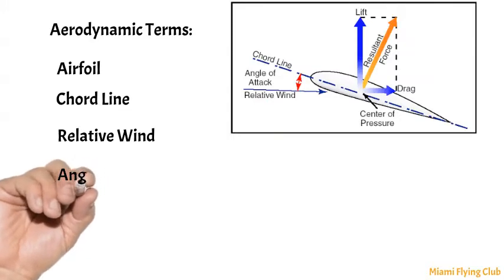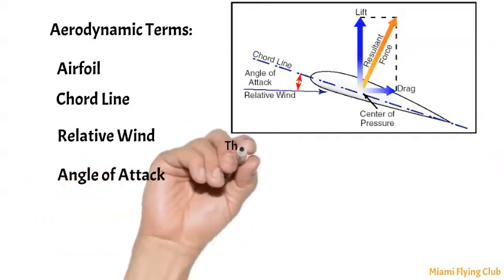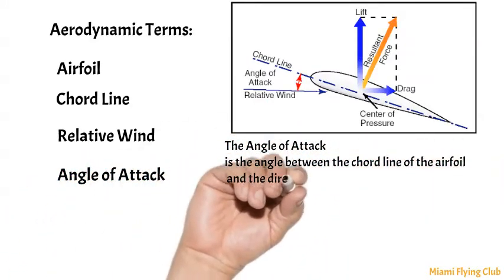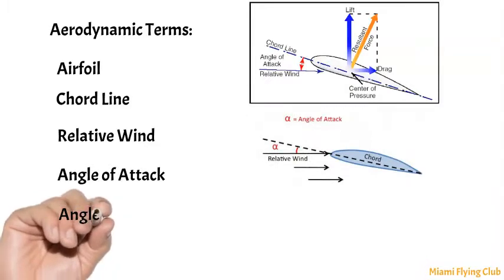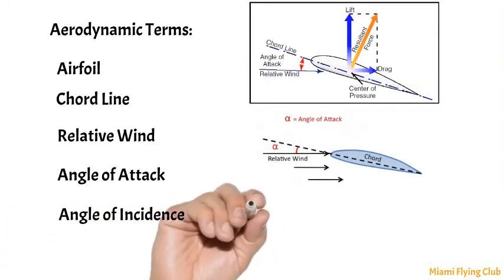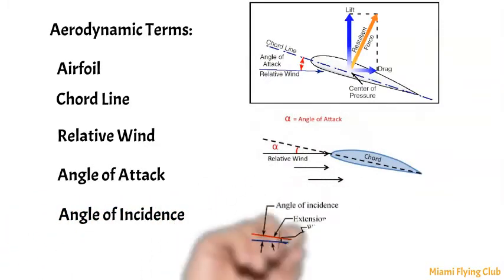The angle of attack is the angle between the chord line of the airfoil and the relative wind. By manipulating the aircraft controls, the pilot can vary the angle of attack. The angle of incidence is the angle at which a wing is attached to the aircraft fuselage.